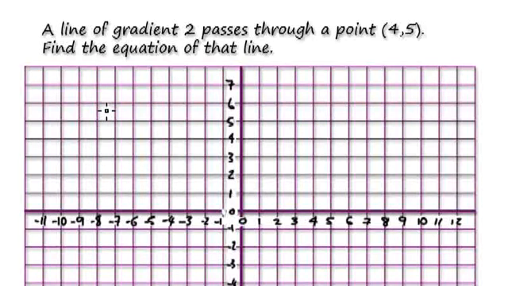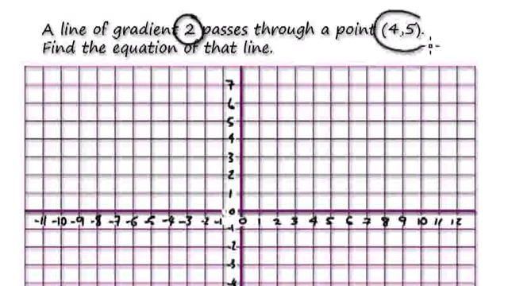Okay, so this question here. A line has a gradient of 2, and it passes through this point here. Find out the equation of that line. Normally you don't get a grid, but this is just a warm up. So look what it means. It passes through the point 4, 5. So 4, 5. It passes through this point here, and it has a gradient of 2.